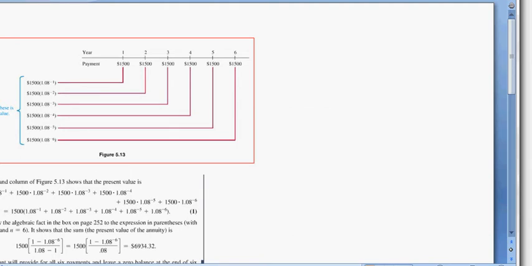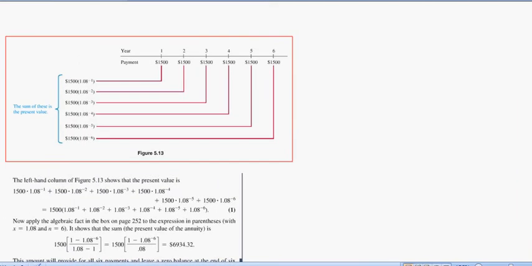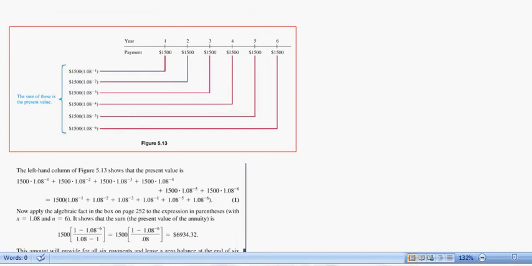Okay, let's talk about this rich aunt problem. I want to make sure you guys understand what's happening here. So what's happening is we have this aunt and she's going to give us $1,500 at the end of each year for 6 years. So she wants to put all that money into an account and it's just going to automatically give us $1,500 every year for 6 years at the end of the year.